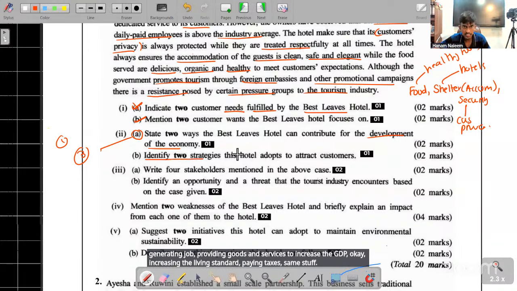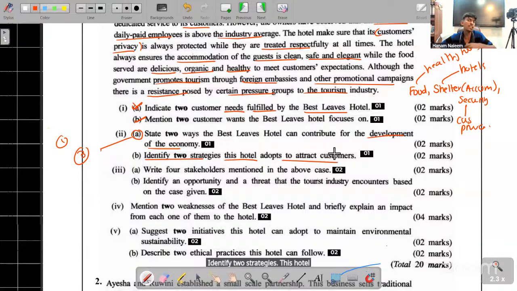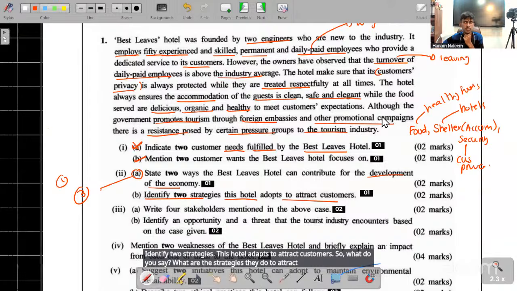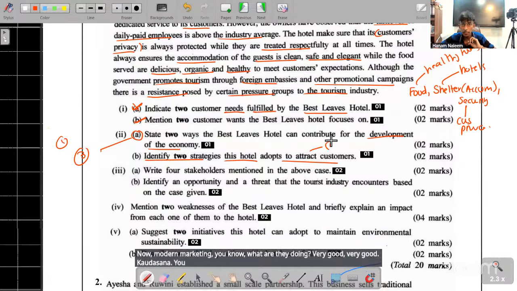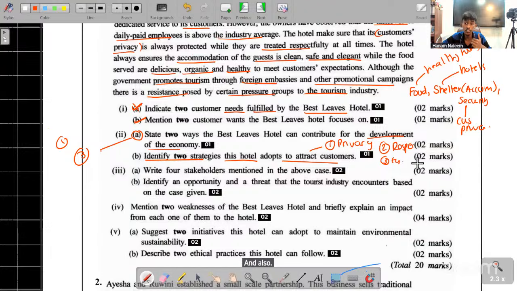Identify two strategies this hotel adopts to attract customers. So what do you all say? What are the strategies they use to attract customers? Something they have mentioned in the scenario also. More than marketing and all, what are they doing? Very good. You can write they are protecting the privacy of customers. At the same time, they are treating the customers with respect. And also, they are making sure the employees are also treating the customers with proper respect.